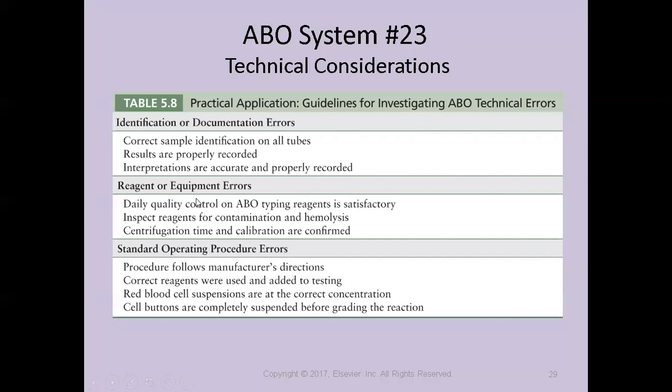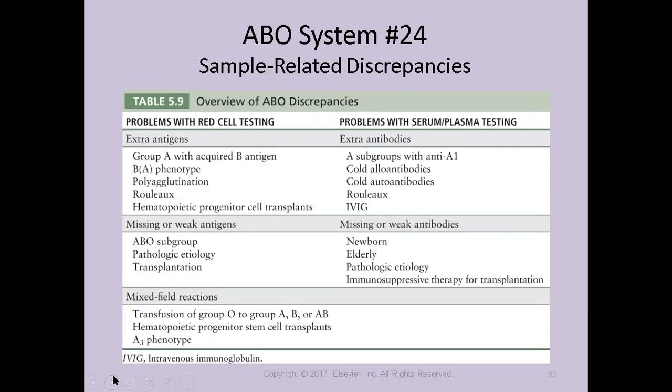Was quality control done, and was it satisfactory on our reagents? Is there contamination or hemolysis of our reagent red cells? Did we centrifuge for the appropriate time, and was our centrifuge calibrated? And then did we follow the procedures? Add the appropriate number of drops, make the proper red cell suspension, our 2 to 5%, completely suspend our buttons. So all of this has to be taken into consideration.